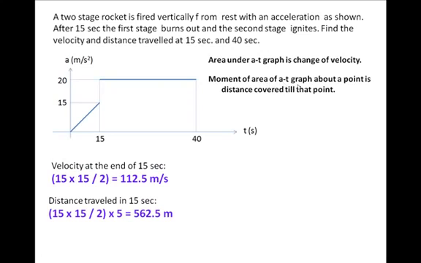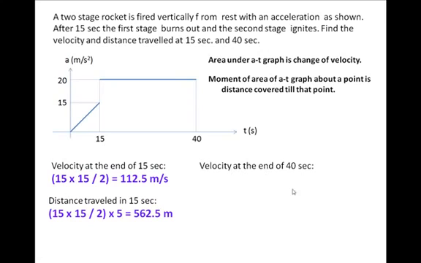Now, for distance traveled in 15 seconds, you have this rule out here. Moment of area of AT graph about a point is distance covered till that point. So you have to find moment of this area about this point. Is area 15 into 15 by 2 multiplied by 5. Why? 15 by 3 is 5. That is the distance of the center of this area from this point.